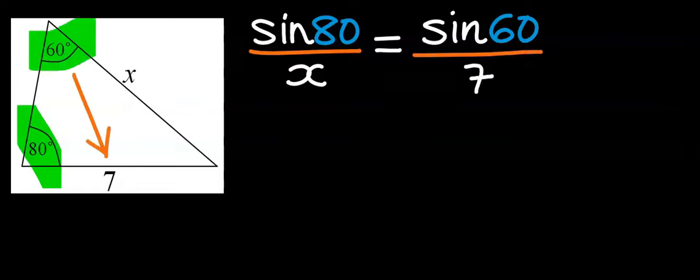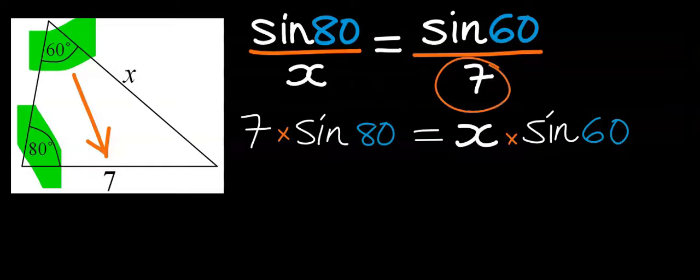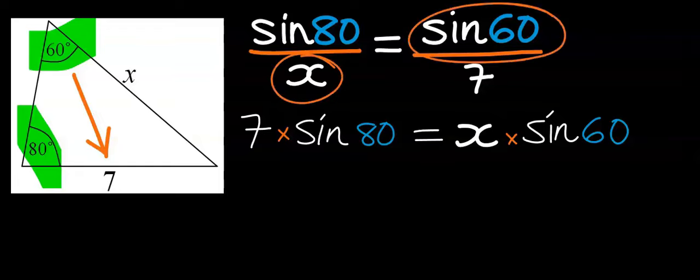Next, this is equal to the sine of the other known angle divided by the value of the side facing the angle. Next, we are going to simplify the result. Here, we are going to cross multiply. In cross multiplying, 7 will multiply sine 80, while x will multiply sine 60.